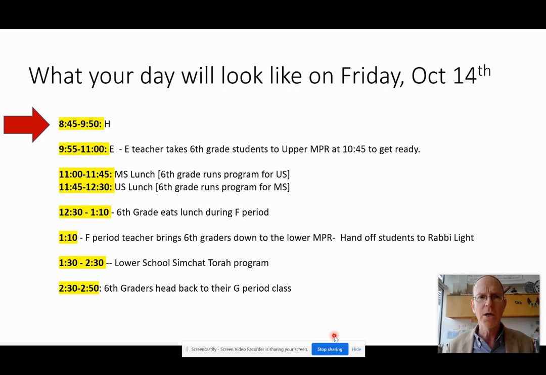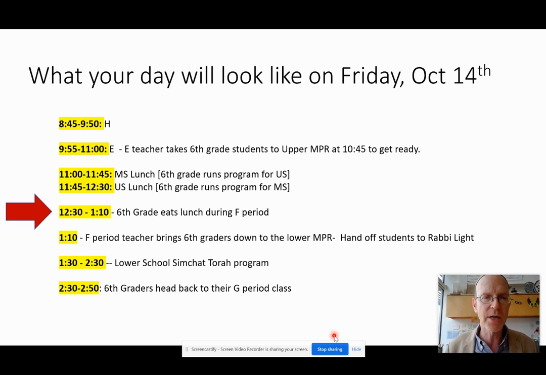You're going to come to school normal, 8:45 to 9:50, and have a normal H period. During your E period class at 10:45, your E period teacher is going to take you to the upper NPR to get ready for your 11 o'clock program. So everyone's going to get in their right seats and be ready to go. Make sure you have your I statements. At 11 o'clock to 11:45, we run the program for the upper school. At 11:45 to 12:30, we stay there to run the program for the middle school.